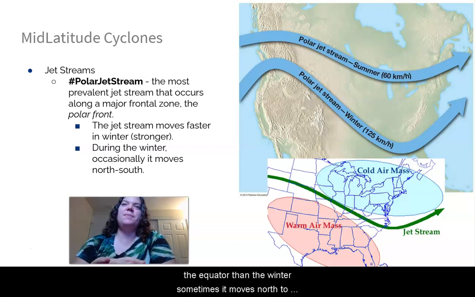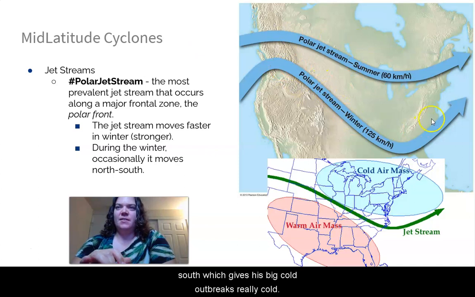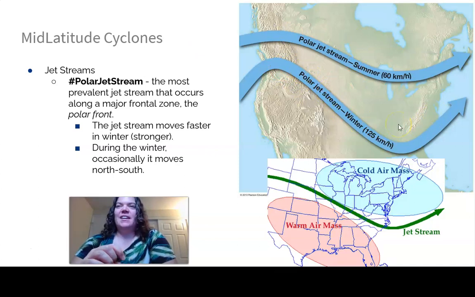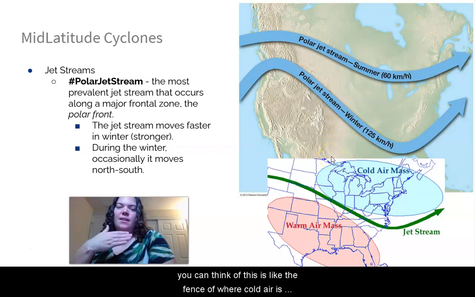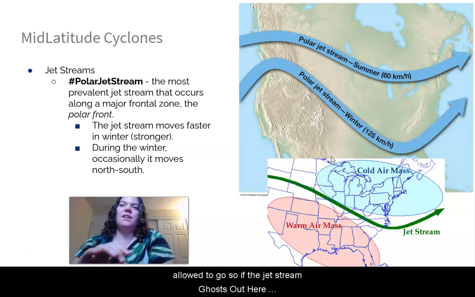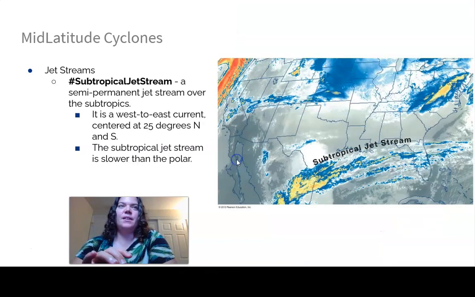In the winter, sometimes it moves north to south, which gives us big cold outbreaks. Really cold. In the summertime, it tends to stay to the north. So you can think of this as the fence of where cold air is allowed to go. If the jet stream goes south, here comes the cold air.